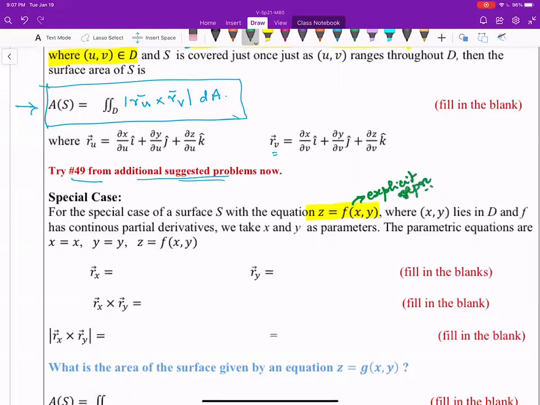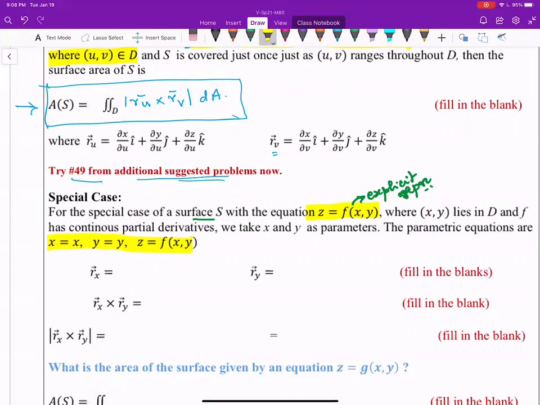Explicit representation. For a special case of surface with the equation z equal to f of x, y, what happens is x and y become the parameters. x and y lie in D, and f has continuous partial derivatives. We take x and y as parameters. The parametric equations are x equal to x, y equal to y, and z equal to f of x, y.